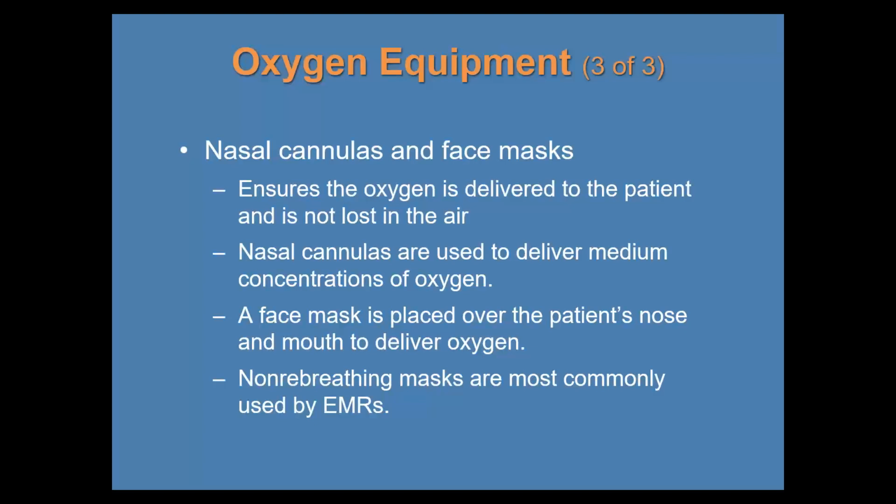So again, the nasal cannula is the two little prongs that go in the nose. I'm sure everybody's seen it on TV shows if you haven't seen it in real life, and it just sticks in either nostril and delivers the air that way. It's medium concentrations of oxygen. It's not what we refer to as high flow. So it's just going to be a medium flow, a medium concentration. The face mask is placed over the patient's nose and mouth to deliver the oxygen. So it goes all the way over their face, and has a little rubber band that keeps it in place behind their head.